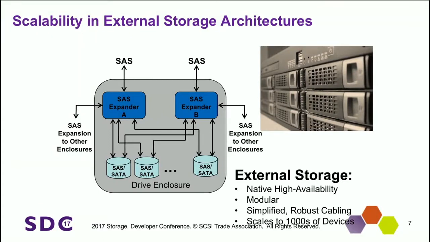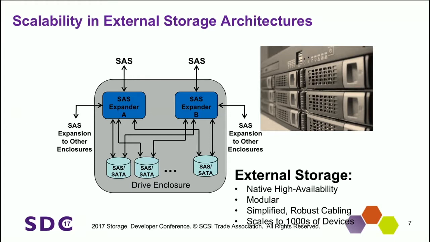And again, for very high availability, it allows for multi-path or dual path to each device. Each device has two ports. You can use both ports simultaneously, and it's also full duplex. So you do get very high bandwidth to each device. Your SAS expanders can be cross-coupled. They allow you to have no single points of failure within that subsystem.